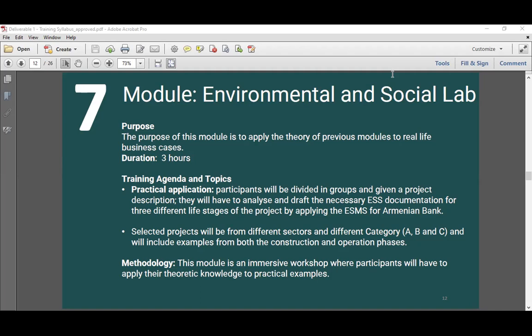I'm sure most of you know that the projects are being classified in ABC risk categories, and for each risk category, there are specific procedures and requirements. So we will pick one example from each risk category, and we'll try to apply practical skills that have been gained during the previous six sessions.